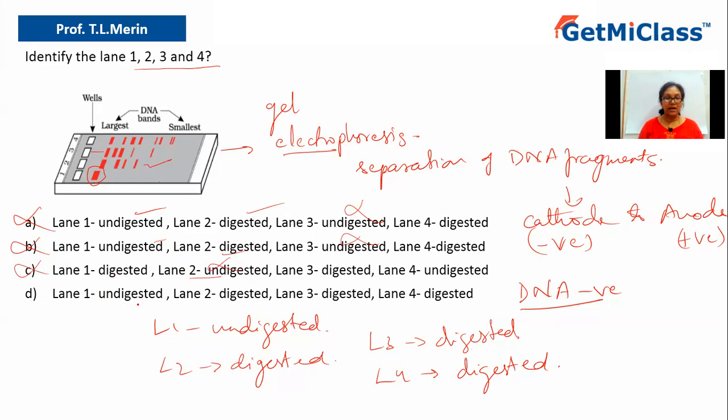Option D: lane 1 undigested, correct. Lane 2 digested, correct. Lane 3 digested, correct. Lane 4 digested. Yes, that is the correct option because as per our description, you can find fragments only in the digested lanes. So lanes 2, 3 and 4 are digested, and lane 1 is undigested. Hence the correct option is Option D. I hope you understood the explanation.